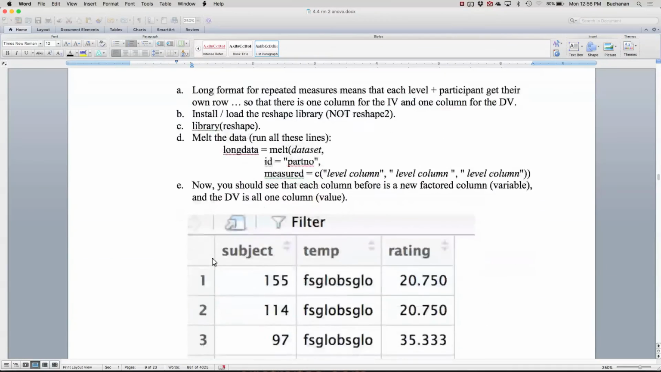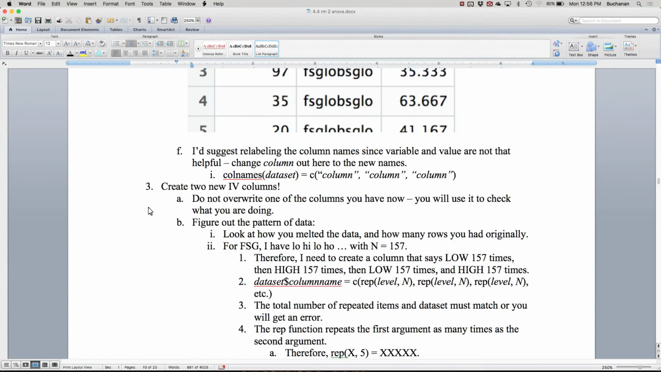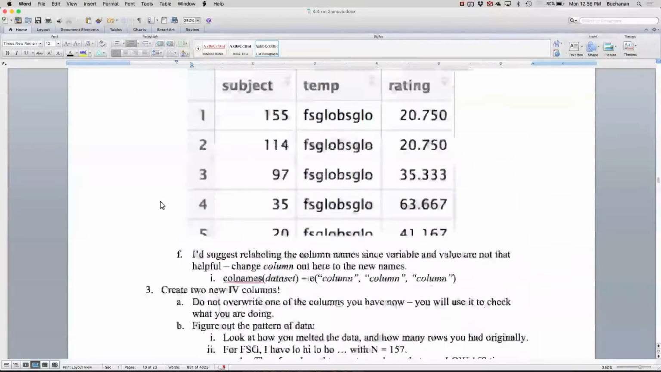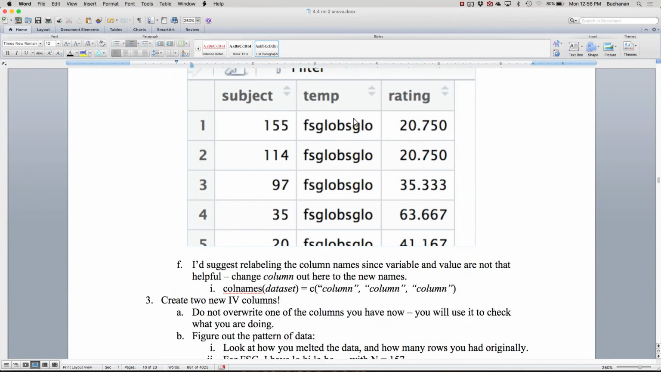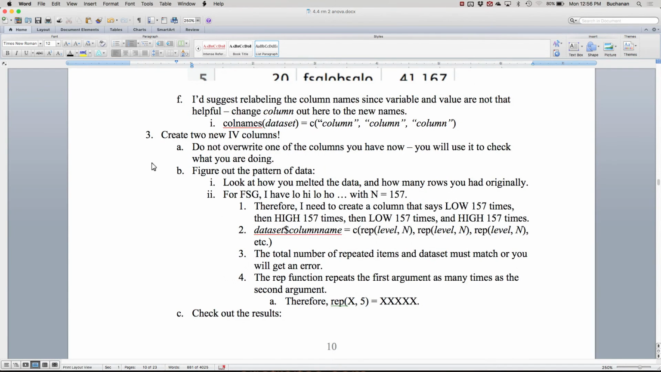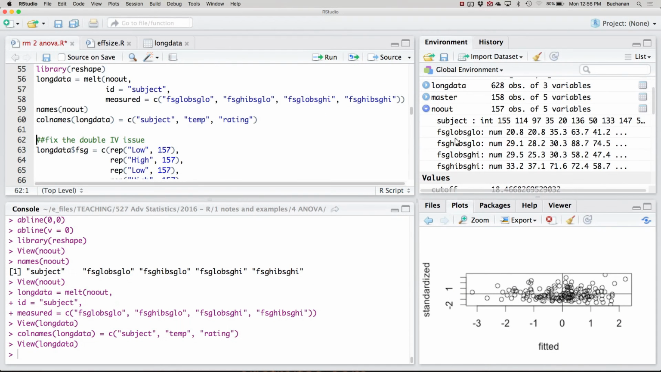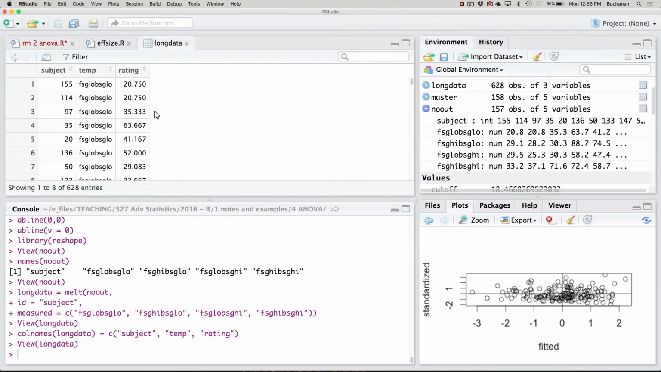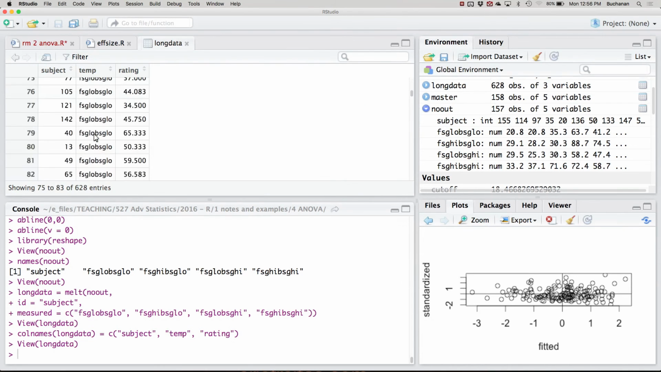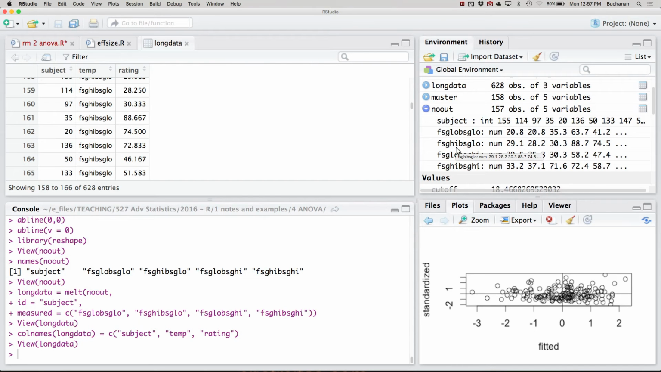But what you have to do, if I scroll down some, I'm on 3 here. Don't overwrite this temp column. We're going to use that to make sure we're doing this correctly. So create yourself new columns. Basically what I want to do is figure out the pattern of FSG. Looking at it in the wide data set, it goes low, high, low, high. Or you can look at it here, low. You scroll down for a while, you'll get to the part where it says high. So what it did was low and then high, and then low and then high.